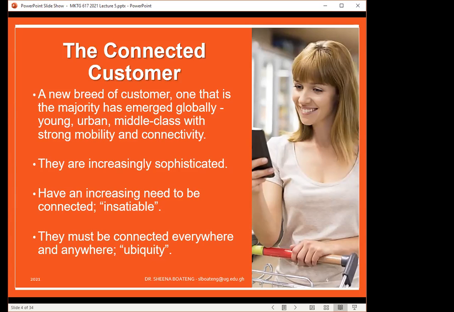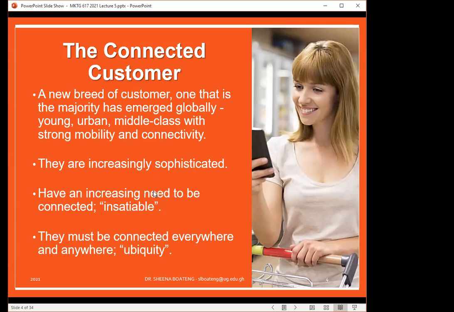So you're most likely to hear a connected customer enter a restaurant or a hospital or a building, and the first question they will ask is, do you have Wi-Fi? True or false? Very true. Yeah, that will be the first question they will ask. Do you have Wi-Fi? Right? So that is a true semblance of the need to be connected everywhere and anywhere, right?